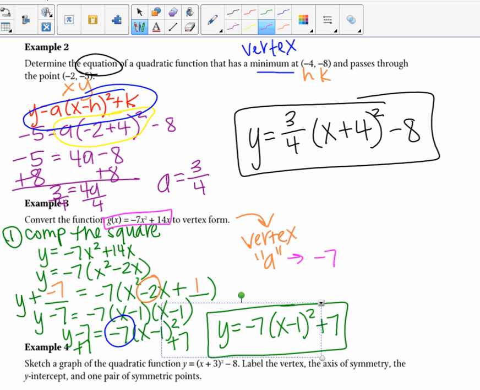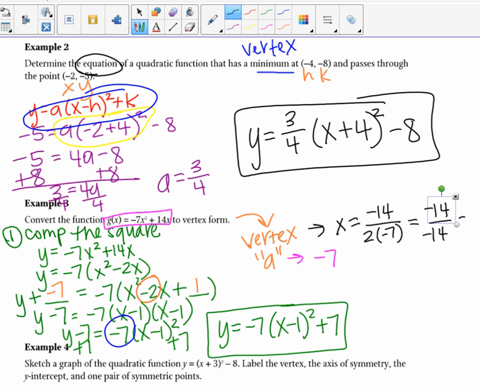Well, for your vertex, how do you find your vertex in standard form? You do x equals the opposite of b, which in this case is -14, all over 2a, so 2 times -7. And you get -14 all over -14, which is a +1. To find your y, you substitute it back in. So -7 times 1 squared plus 14 times 1. Okay, either do it in your head or pop it in your calculator. It absolutely doesn't matter to me how you do it.